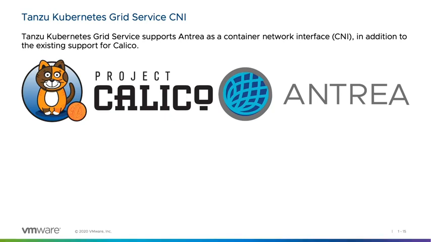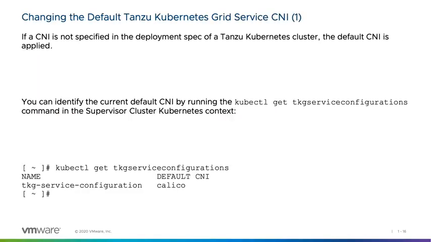If a container network interface is not specified during the deployment spec of a Tanzu Kubernetes cluster, the default CNI is applied. You can identify the current default CNI by running the kubectl get tkgserviceconfigurations command in the supervisor cluster Kubernetes context. By default, Calico is the out-of-the-box default CNI.